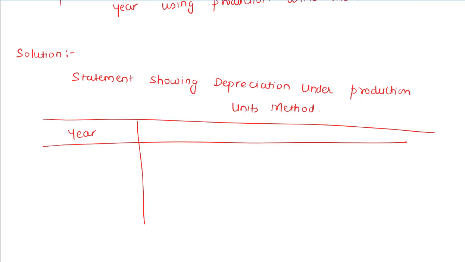Write year first, then annual depreciation. For years 1 to 3, we are producing 40,000 units. The total life is 3 lakh units. So 40,000 divided by 3 lakh.